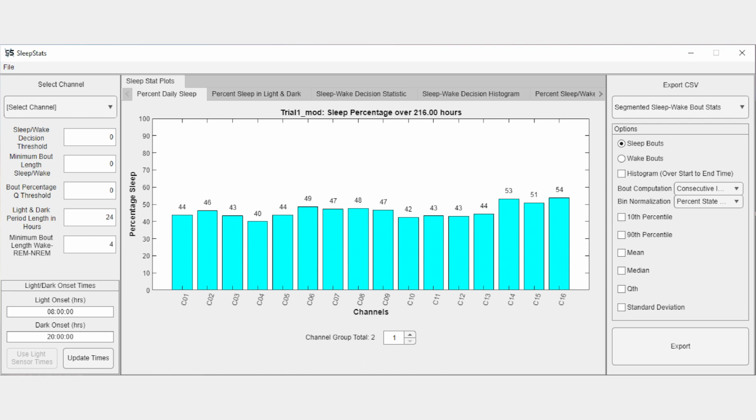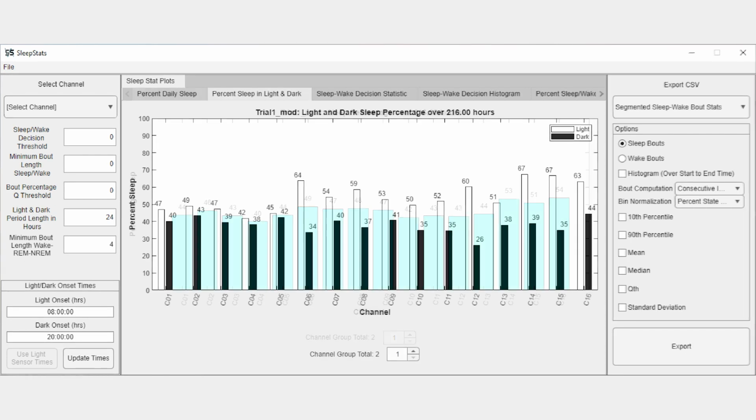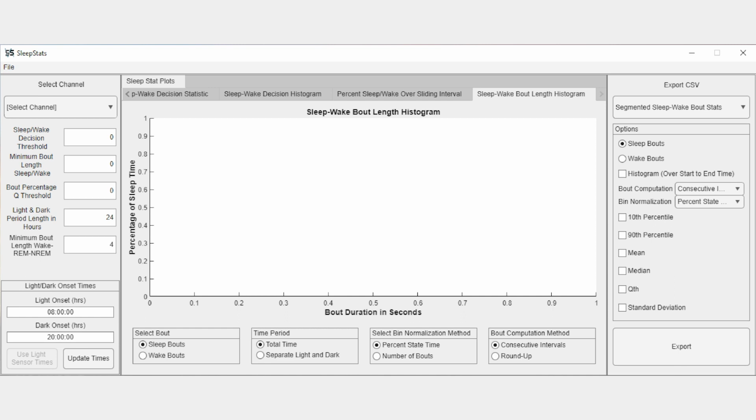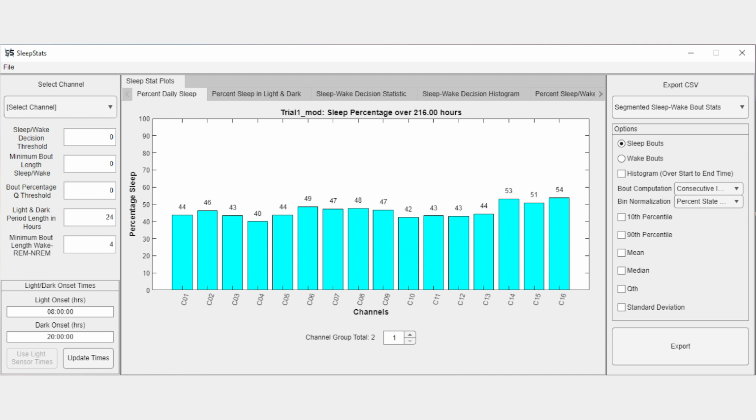These can be viewed by clicking on the relevant tabs, which are the % daily sleep values and the % sleep values in light and dark. These graphics are computed the same way as they were in SleepStats 2X. The other SleepStats plot tabs are for a single channel analysis, and if we click on their tabs now, the plot area is blank.